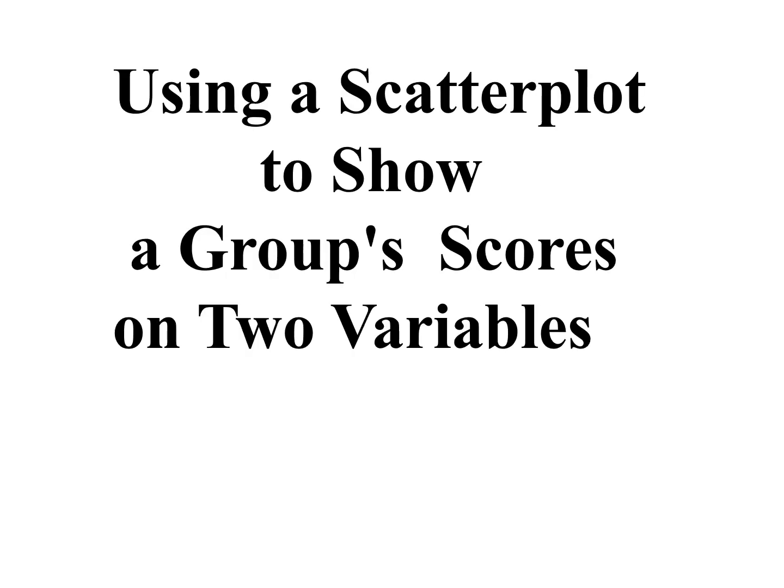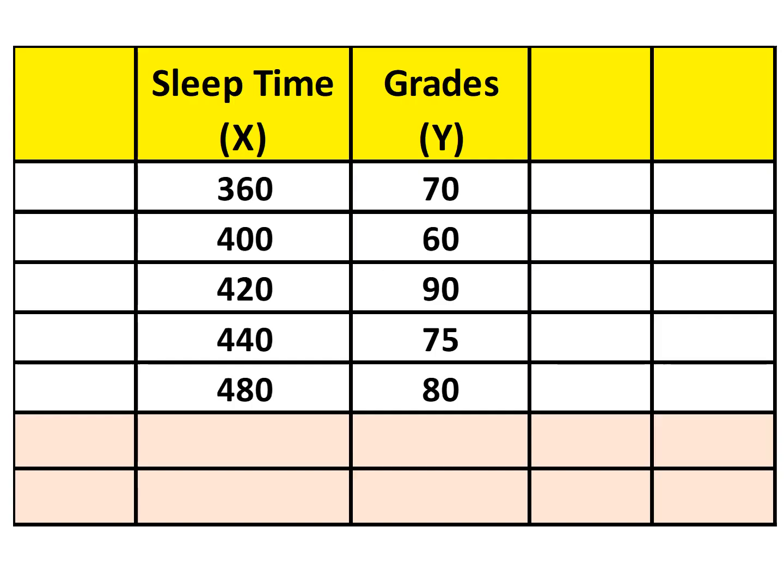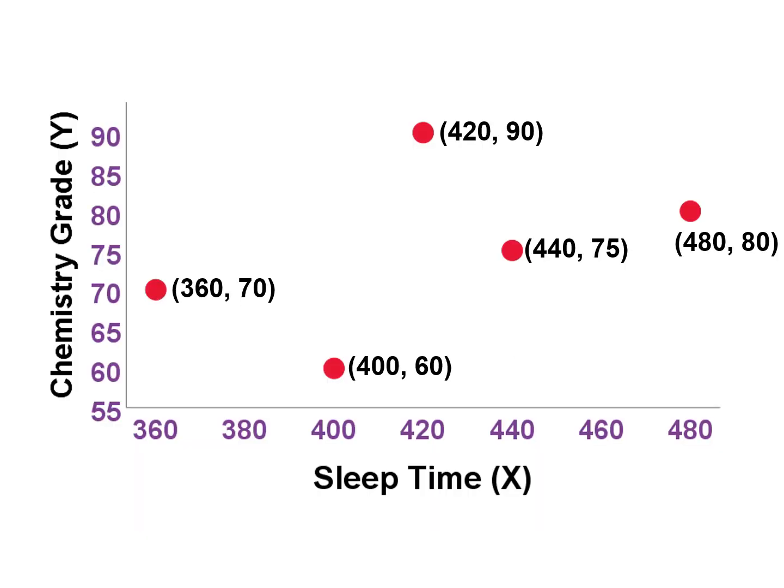In the last lecture, we saw how we can use a scatter plot to show a group's scores on two different variables. As an example, we used this data, which shows a typical sleep time and grades of 5 students. Sleep time is the X variable, and grades are the Y variable. This scatter plot shows the same information. Each student is represented by a point. The coordinates of a point show the student's score on X and Y.